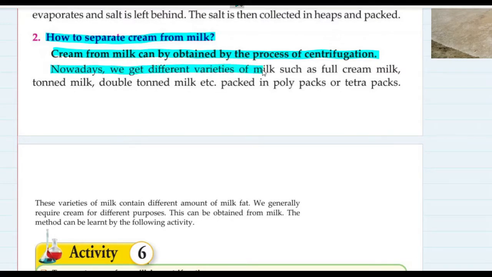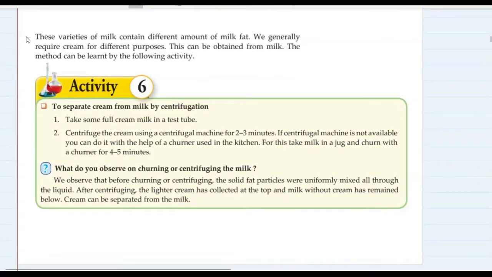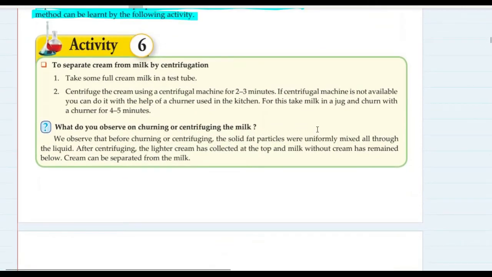Nowadays we get different varieties of milk, such as full cream milk, toned milk, double toned milk, etc., packed in polypacks or tetra packs. These varieties of milk contain different amounts of milk fat. We generally require cream for different purposes. So this can be obtained from milk. The method can be learned by following the activity. So let's perform this activity to separate cream from milk by centrifugation, and we'll also understand what is centrifugation.